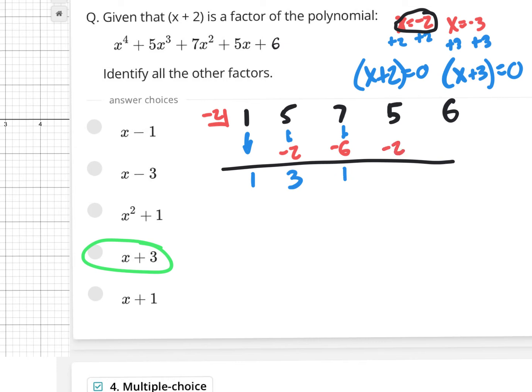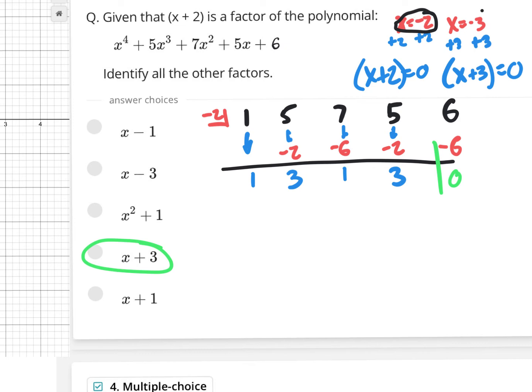As you go down, combine. 5 combined with -2 is 3. As you go up, multiply. -2 times 3 is -6. Of course, the remainder is 0. That's what we need. That way, I'm rest assured that I did this right. I know that these values are correct. That was just one answer, x equals -2.